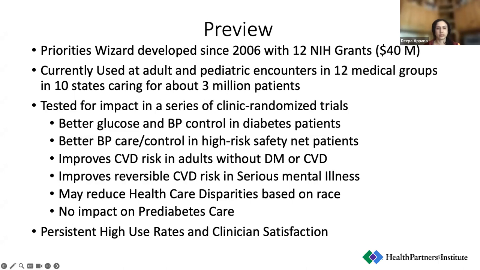decreased reversible CVD risk. That means better risk factor control in patients with serious mental illness, which is quite a big challenge. Patients with schizophrenia and bipolar or schizoaffective condition. Some of the analyses showed that the effects in non-white populations were greater than they were in white populations. There have also been some studies that failed. For example, we did one randomized trial trying to use it to improve identification and management of pre-diabetes care. We could not get traction in that study. No one was interested. So that one failed. But most of them have succeeded.